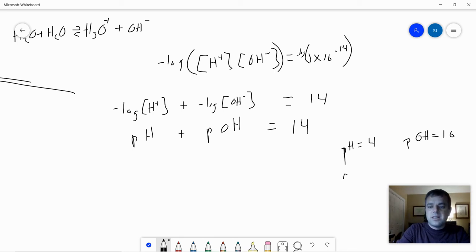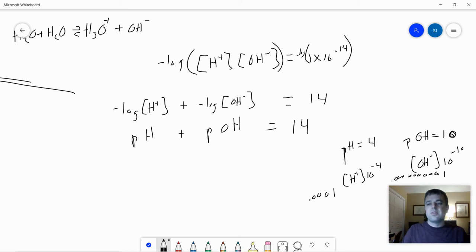We could also find our H plus concentrations and our hydroxide concentrations. Our H plus concentration is 10 to the negative fourth, and our hydroxide concentration is 10 to the negative 10th. In other words, 1 times 10 to the negative fourth is 0.0001. And our hydroxide concentration, that'd be 0.0000000001. So really small values that we're working with there.